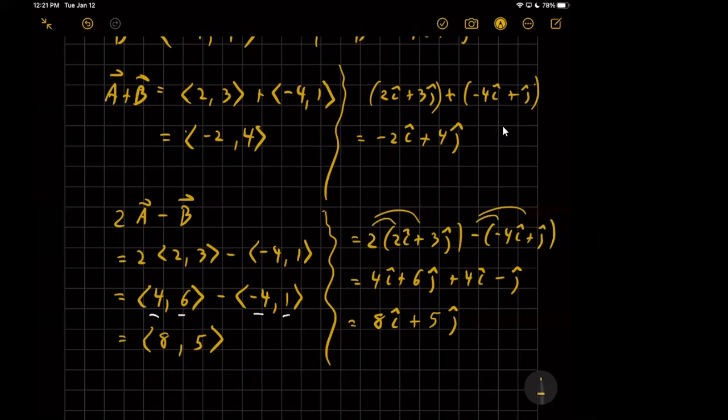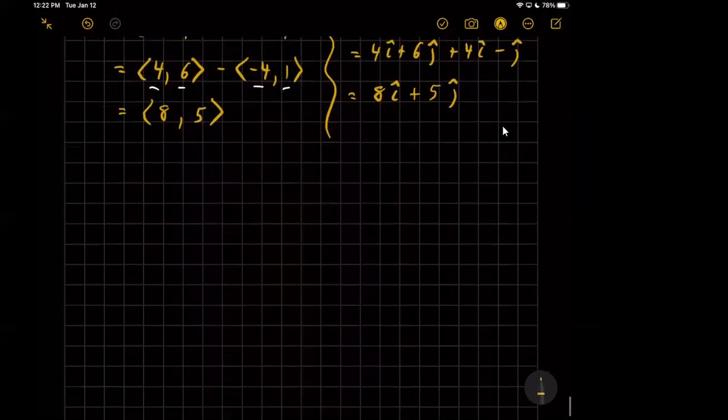So doing addition or combinations, this would be called 2 times A is a scalar multiplication of A. We're simply multiplying A by a number, and then we have a subtraction. So combinations of scalar multiplication, addition, and subtraction are all very easy to do when we have component form or unit vector form.